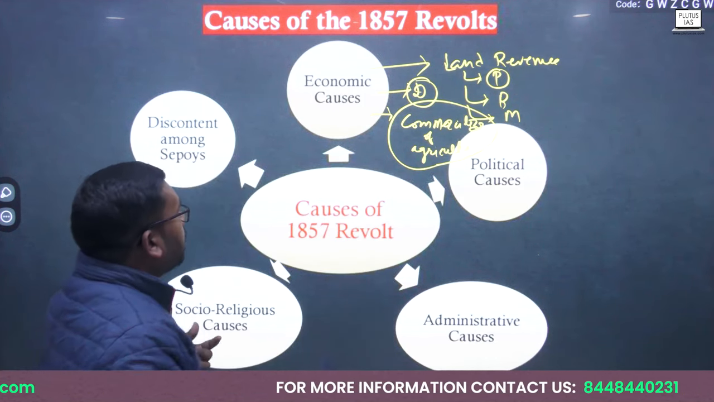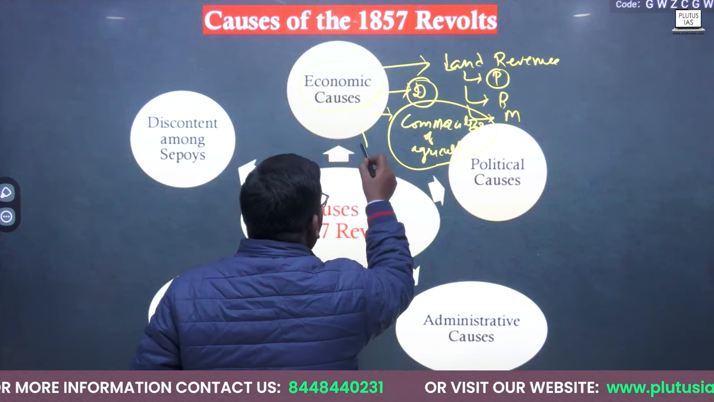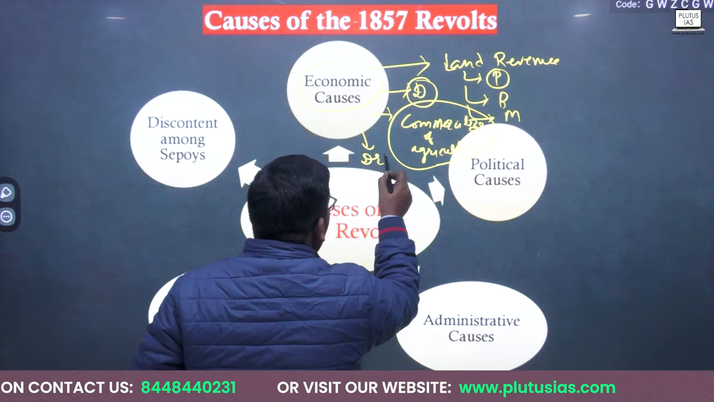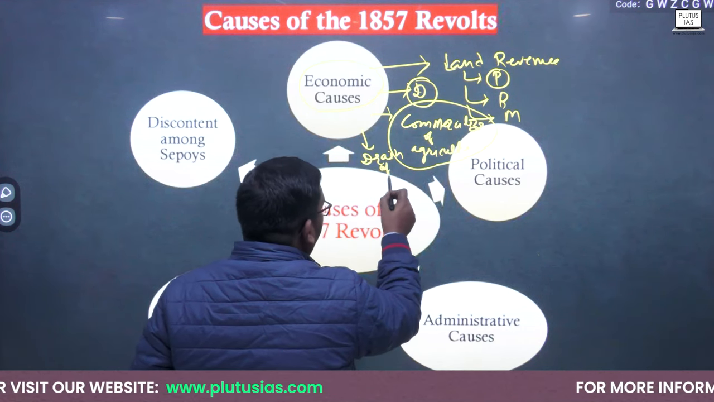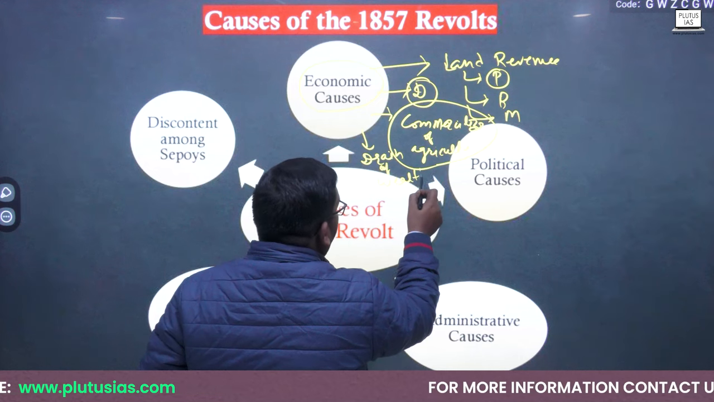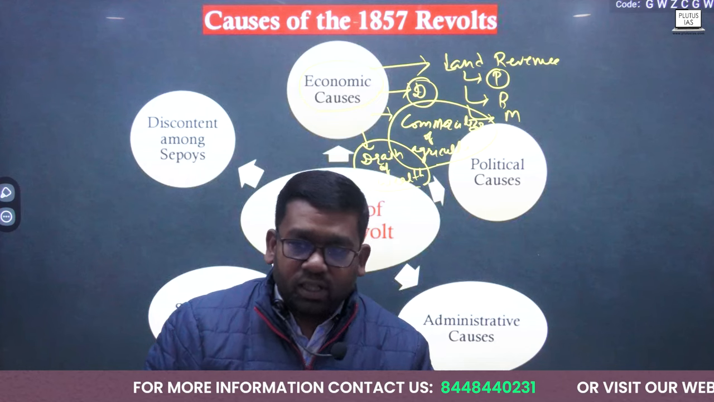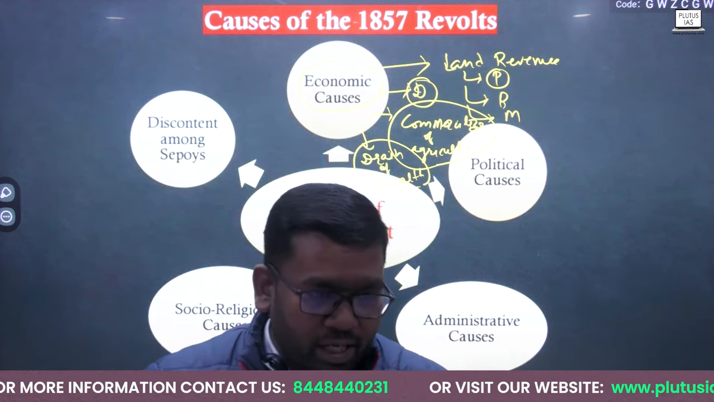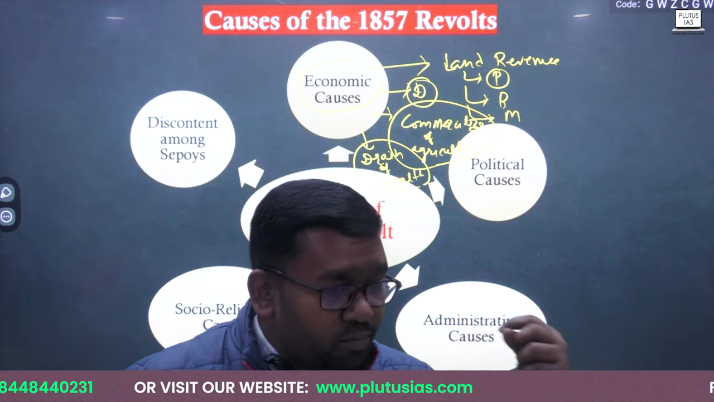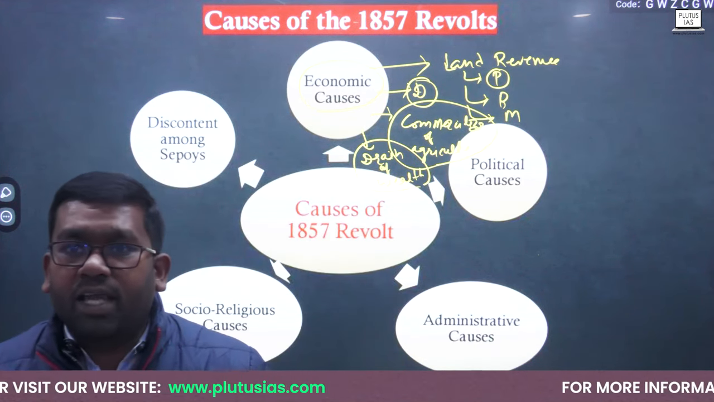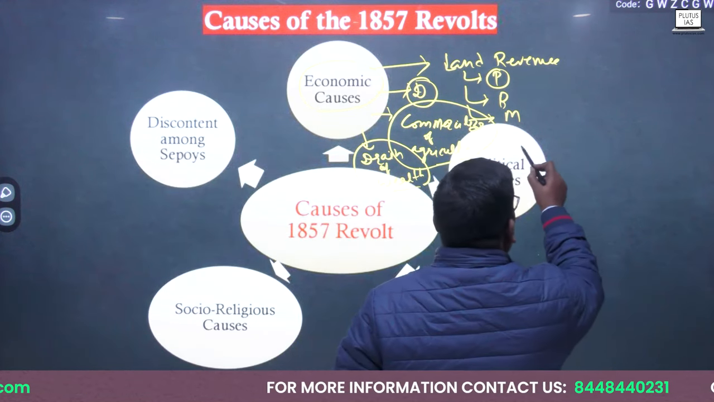So the economic policy of the British was not for the benefit of Indians. The fourth is the drain of wealth. A lot of money was taken from India to Britain. These are the important economic policies of the British Empire that were disturbing the Indian people. That is why Indian people revolted. This may be one of the reasons, not the most important, for the breakout of the 1857 revolt. Then we have the political causes.